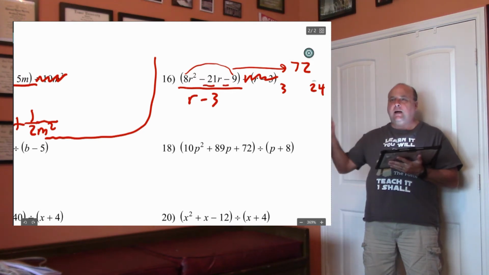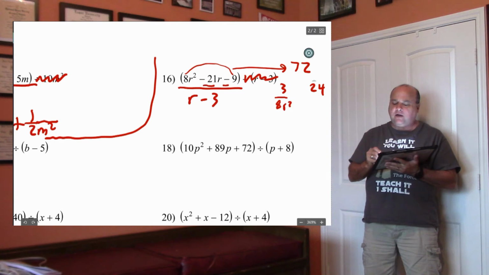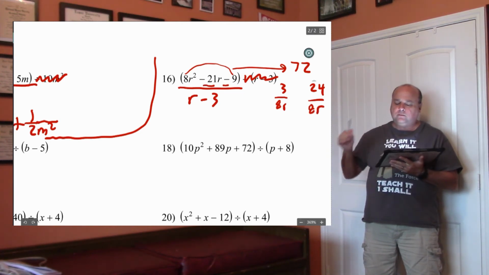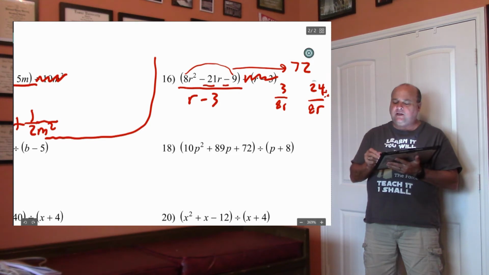Now then, remember, the opposite of multiply is divide. We need to divide both sides by 8r squared. I'm sorry, just 8r. Don't do the square. Okay, so the 3r and the 8 won't simplify, but the 24 and the 8 will. I can divide these by 8, and I get 3 over r.